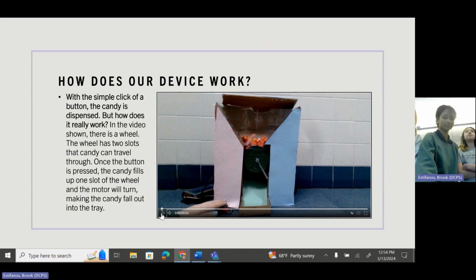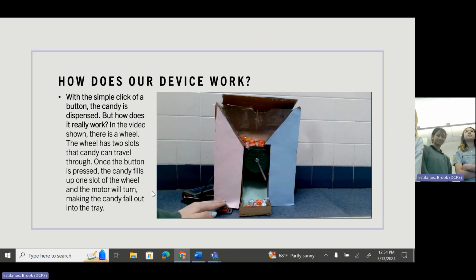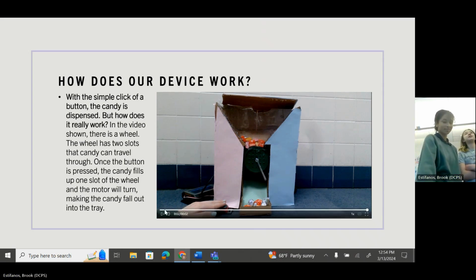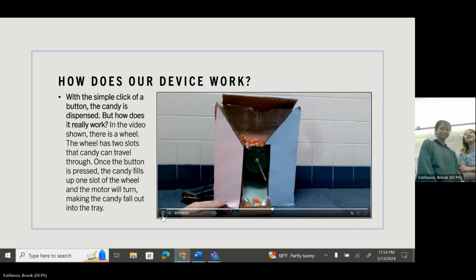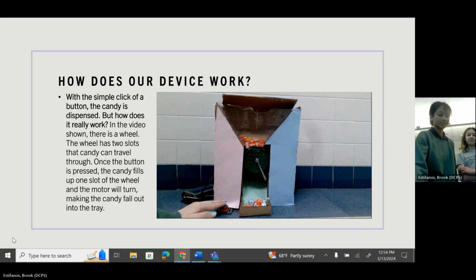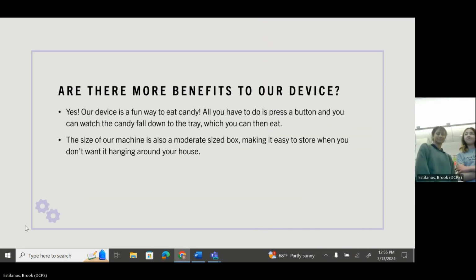How does it really work? In the video shown, there's a wheel. The wheel has two openings, making the candy fall out into the tray. All you have to do is press a button and you can watch the candy come out. It fits in a small box, making it easy to store when you don't want it hanging around.